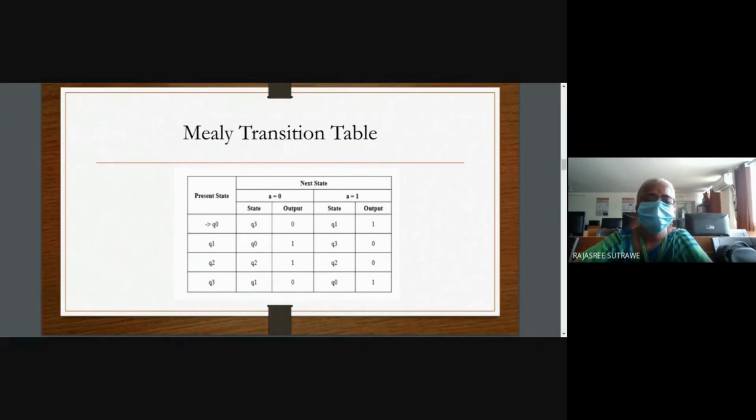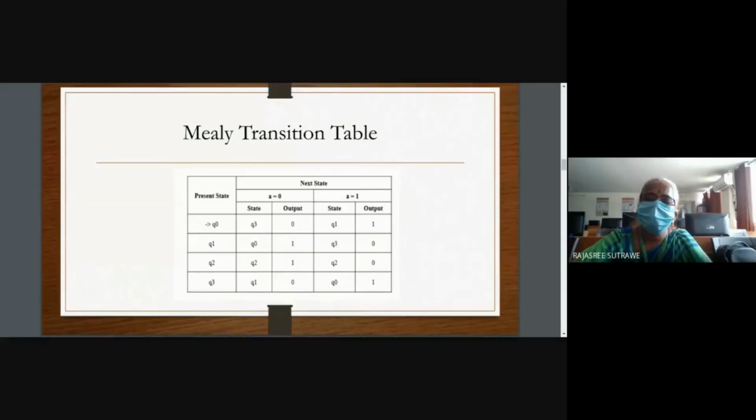See, same data, output below the state. Because for a given input string, what is the output string we are finding? That's why we are going for this. So this is what, in the Mealy machine, we go for finding the output.